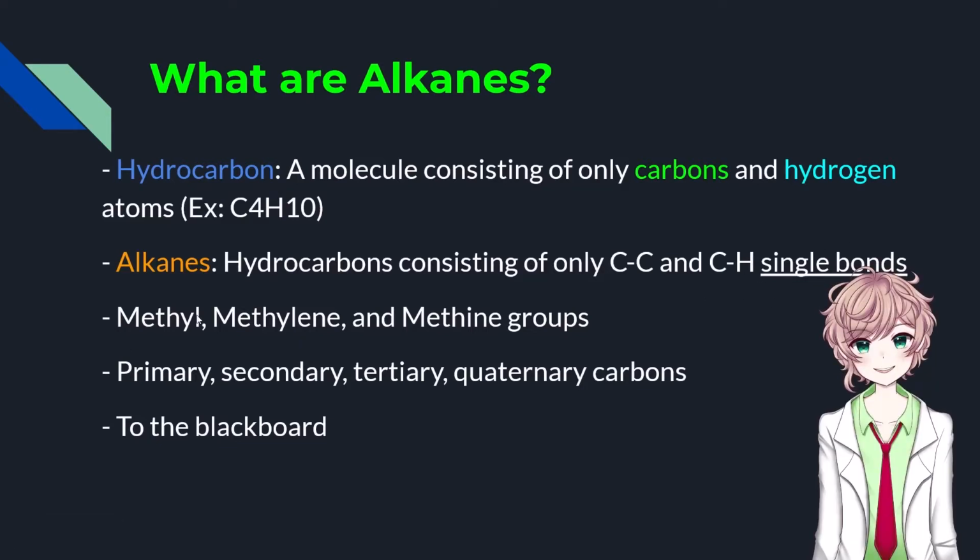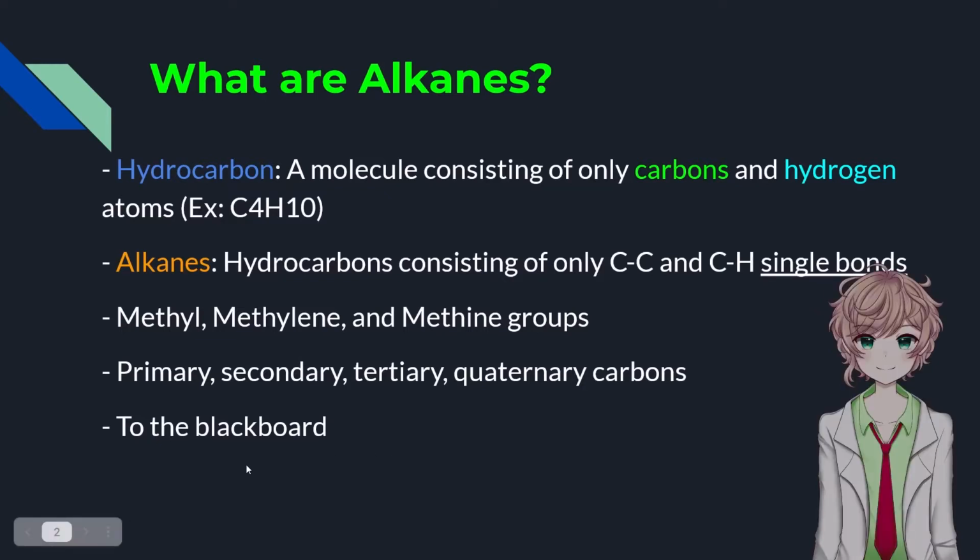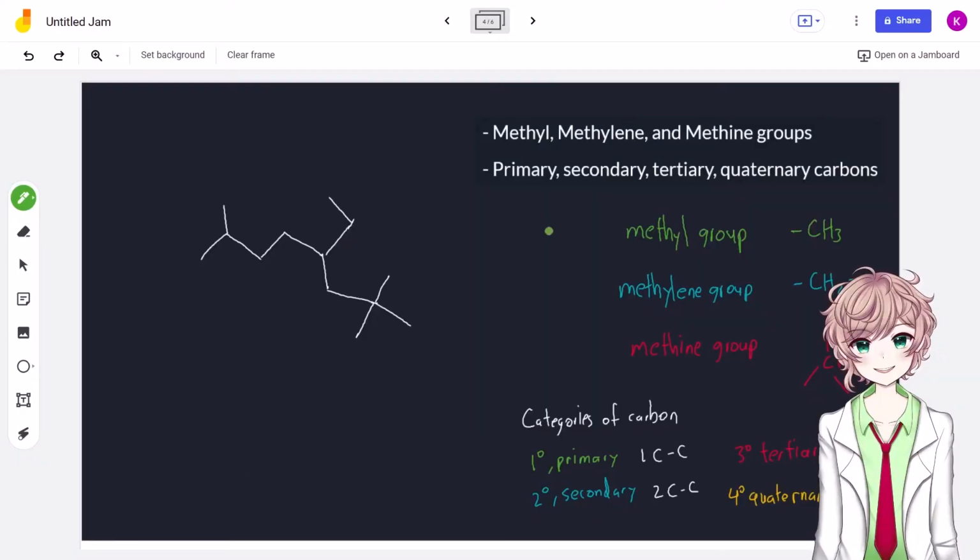I've written down here methyl, methylene, and methine groups and another line, but I would like to explain more about these terms at the blackboard. So here we are at the blackboard and we see there's a molecule over here, specifically an alkane. And these words or definitions I have over here are just systems and ways we classify carbon atoms.